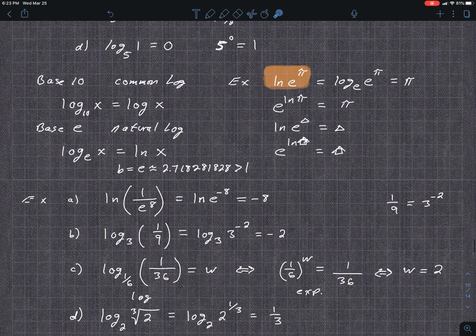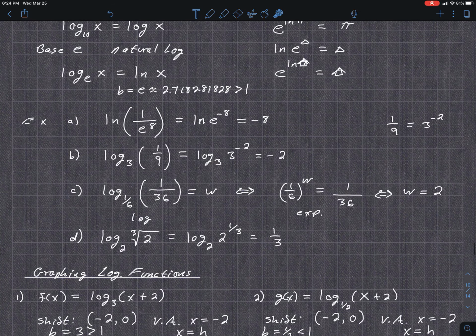Okay, so then we talked about some special cases. Common log is base 10. That's the common log. And then base e is the natural log. Right, and that's what your calculators have. Calculators have base 10 and base e.